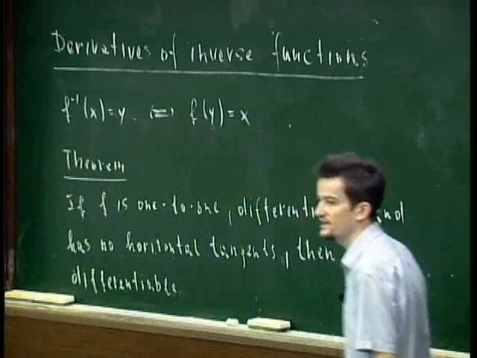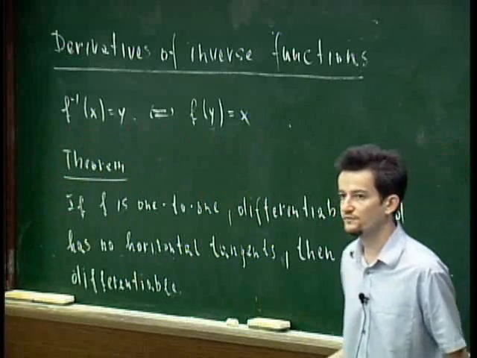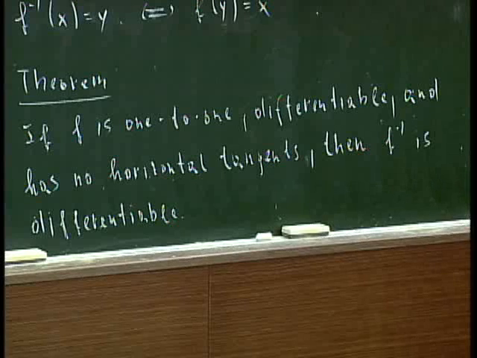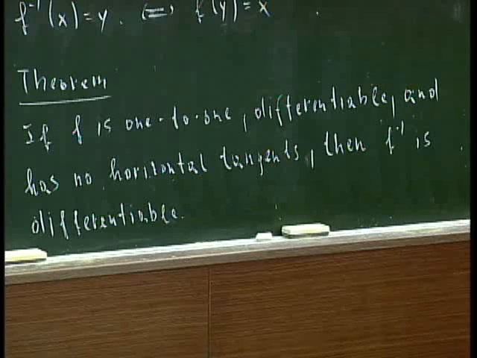This is something you actually expect, because the graph of the inverse function we obtained by taking the graph of the function f and reflecting it about the line y equals x. Now, by this simple reflection process, you would expect that if the original function is differentiable, the inverse function will preserve the property of being differentiable.